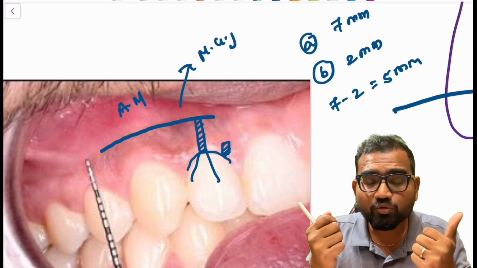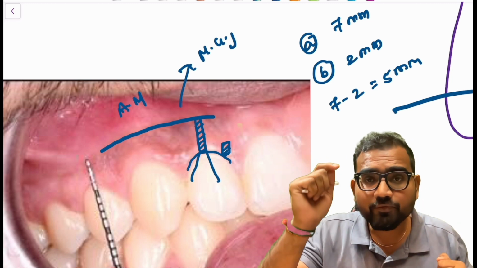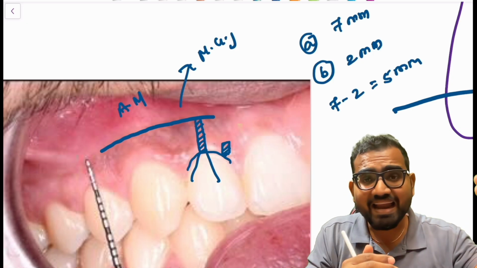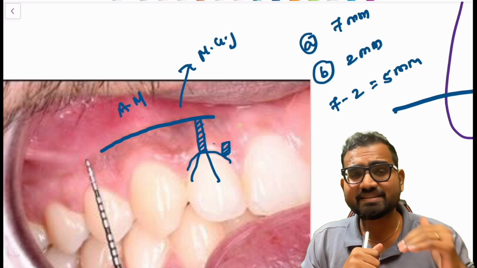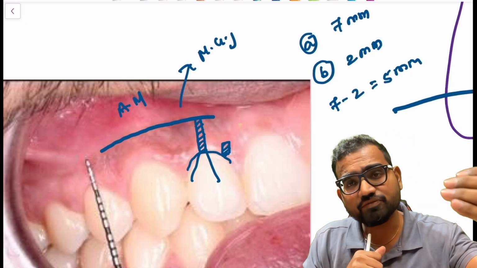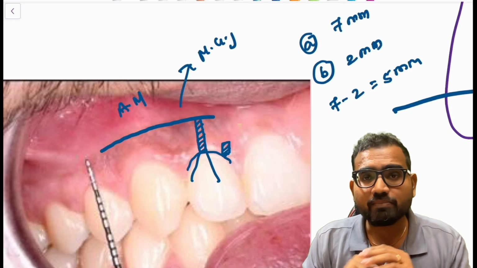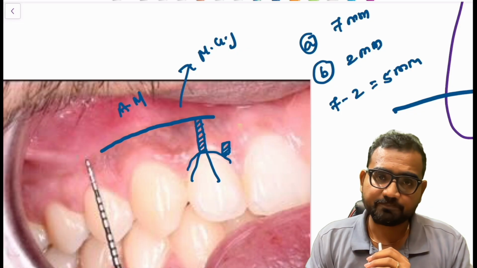So for that, I am doing some external measurement. That is, I am keeping the probe from the gingival margin to the mucogingival junction, and I am subtracting the gingival sulcus depth. So in this case, let us assume that the distance from the gingival margin to the mucogingival junction is 7 mm and the probing depth is 2 mm. So the width of attached gingiva is 5 mm for this patient.